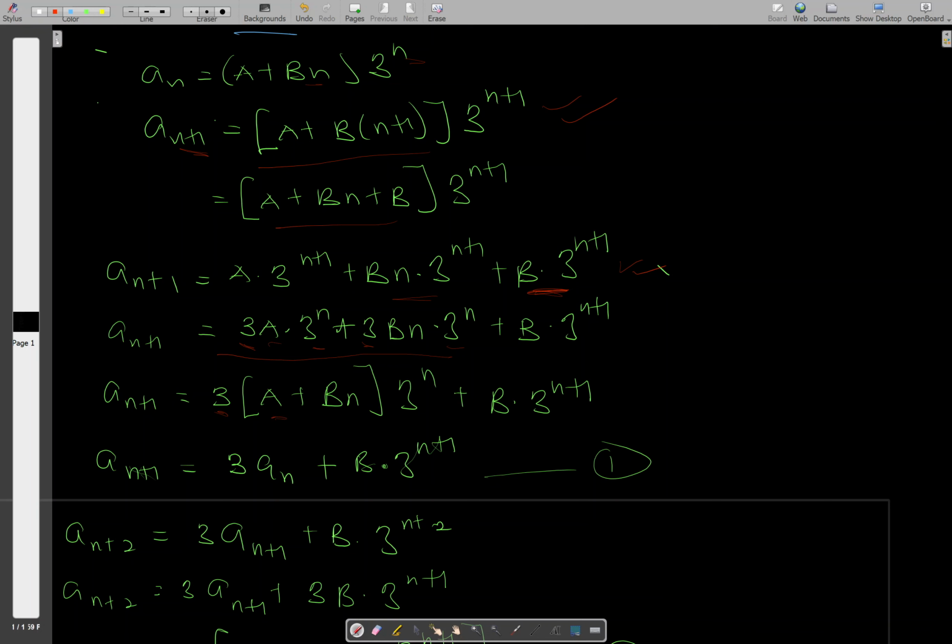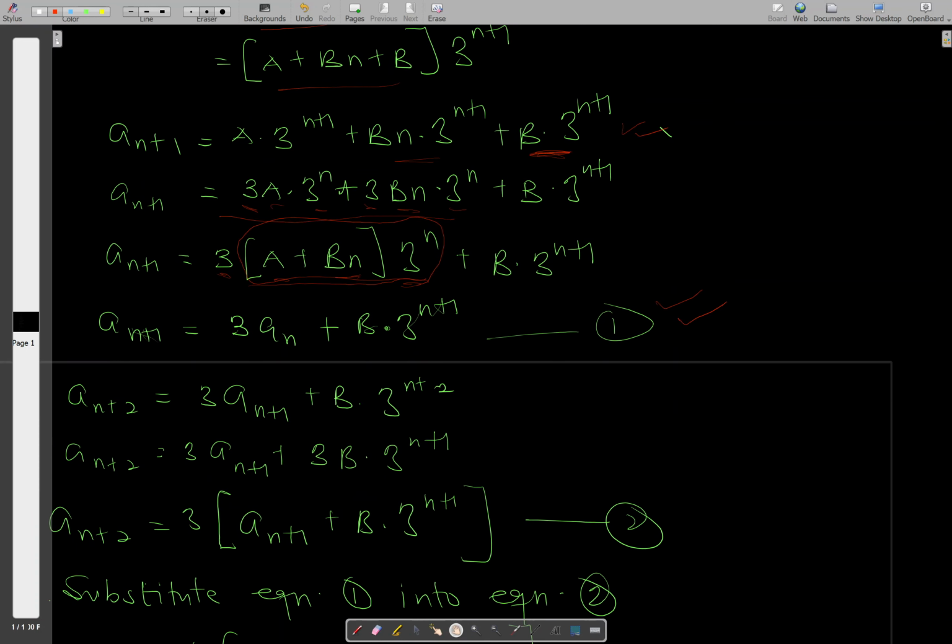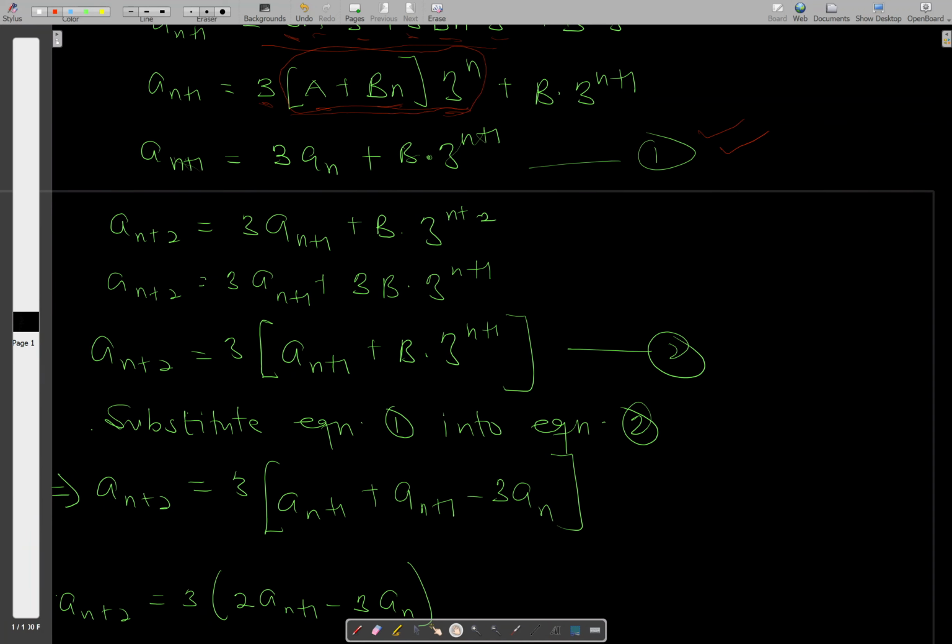Then here on the other side too, we have b times n. Then you can also factorize 3 exponent n out. But don't forget, a plus bn, all multiplied by 3 exponent n, is given by a subscript n. So we replace all of this by a subscript n. And when we do that, we obtain equation 1. Now we have eliminated one of the arbitrary constants, that is, we have eliminated a, so we need to eliminate b as well.